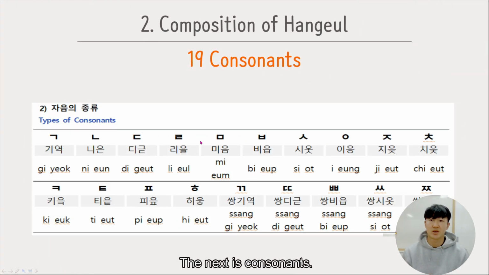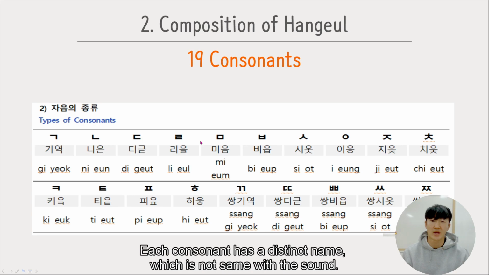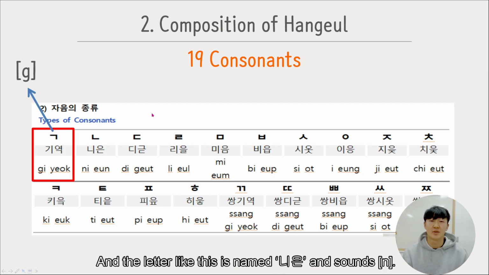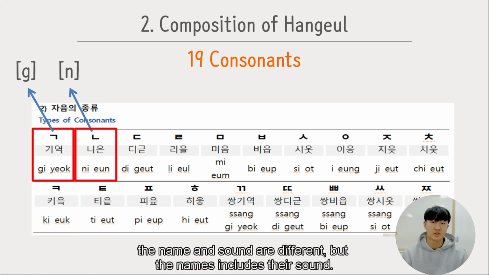The next is consonants. Each consonant has a distinct name which is not the same as the sound. For example, the name of the letter like this is 기역, but it sounds 그, and the letter like this is named 니은, and it sounds n. The name and sound are different, but the name includes the sound.